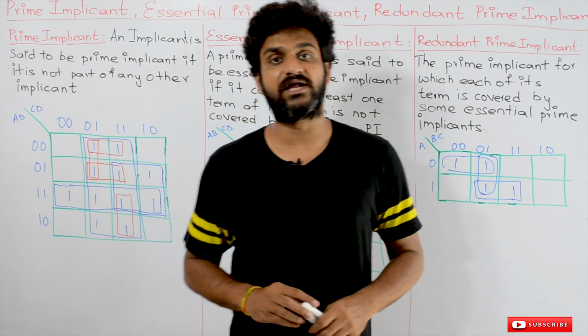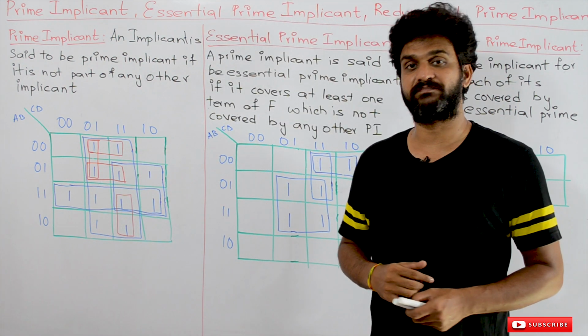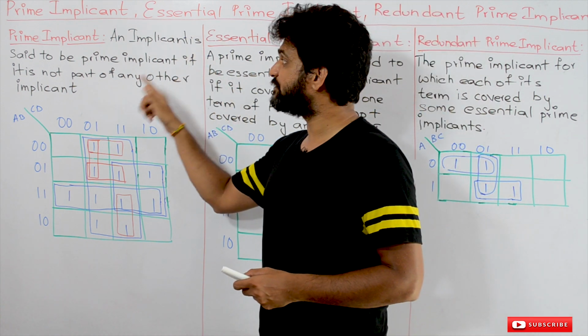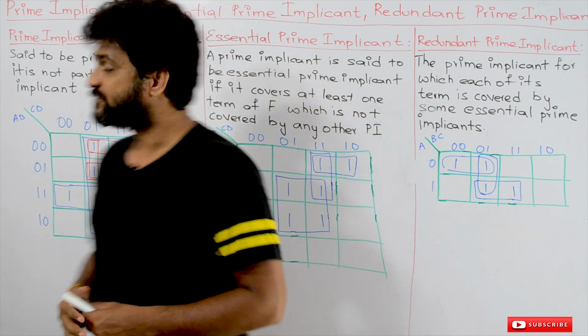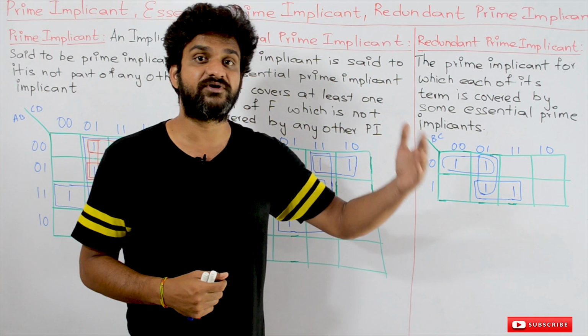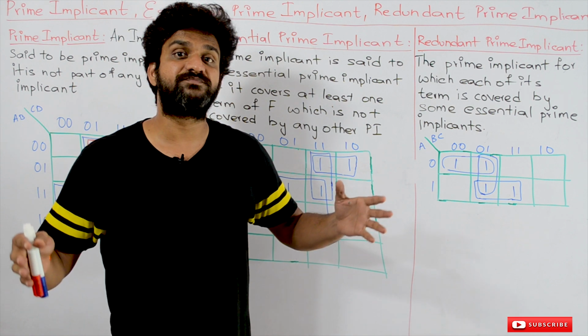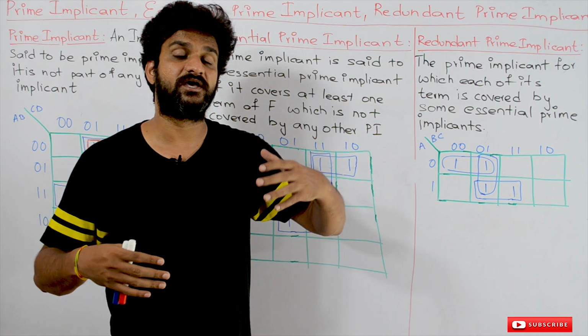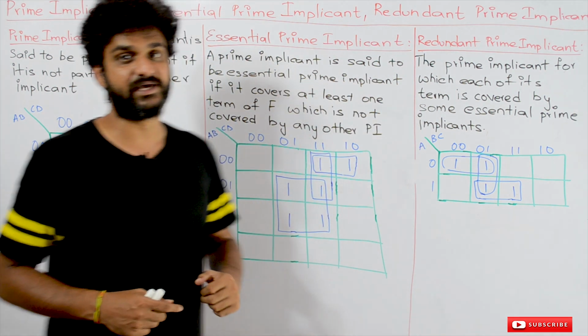Now coming to this class, we will start with the definition of prime implicant. What is meant by prime implicant? An implicant is said to be prime implicant if it is not part of any other implicant. So in our previous video we have discussed that all the possible subcubes, every subcube that is possible, is what we call an implicant.